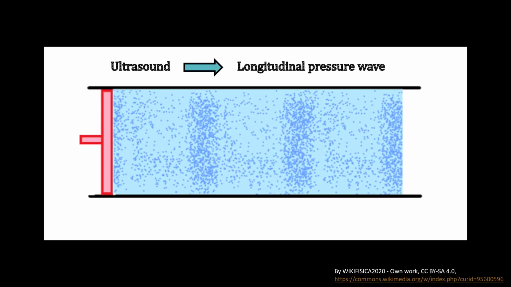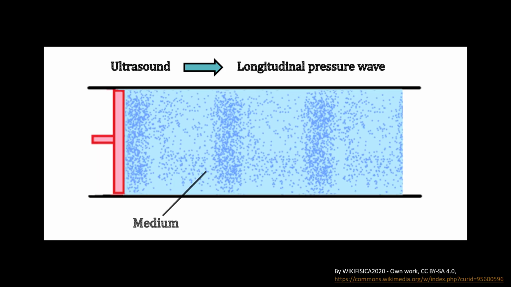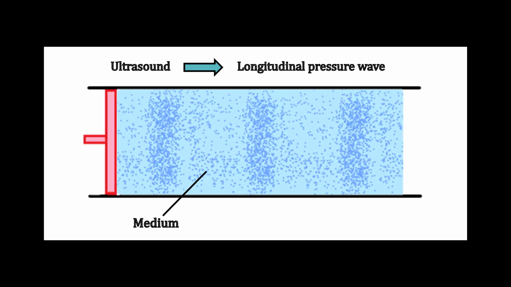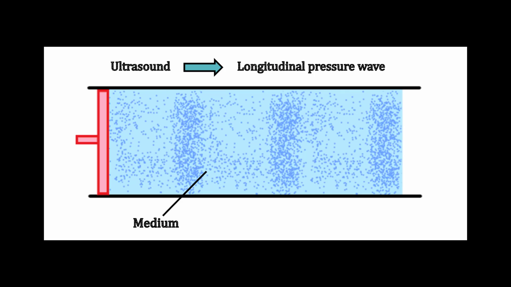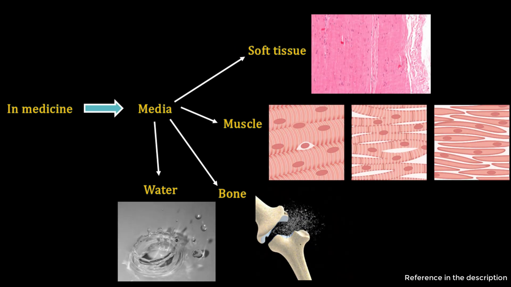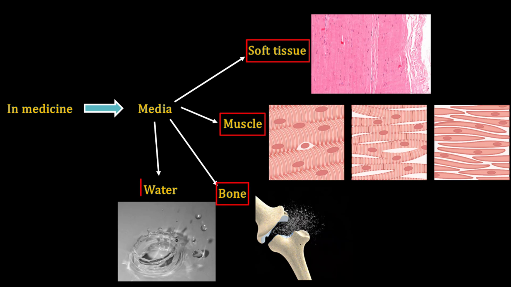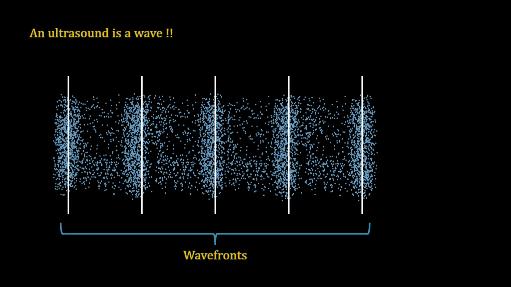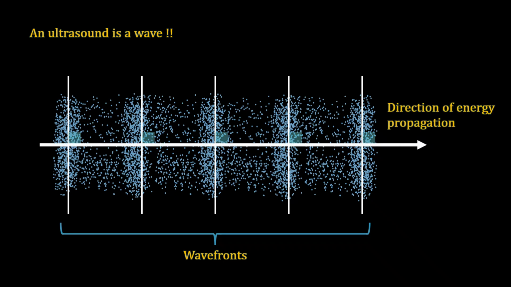An ultrasound is a longitudinal pressure wave that requires a medium to propagate through and transfers energy from one place to another. In medicine, the media will usually be soft tissue, muscle, bone, water, etc. An ultrasound is a wave. Therefore, it can be represented by its wavefront and a directed line segment to indicate the direction of energy propagation.